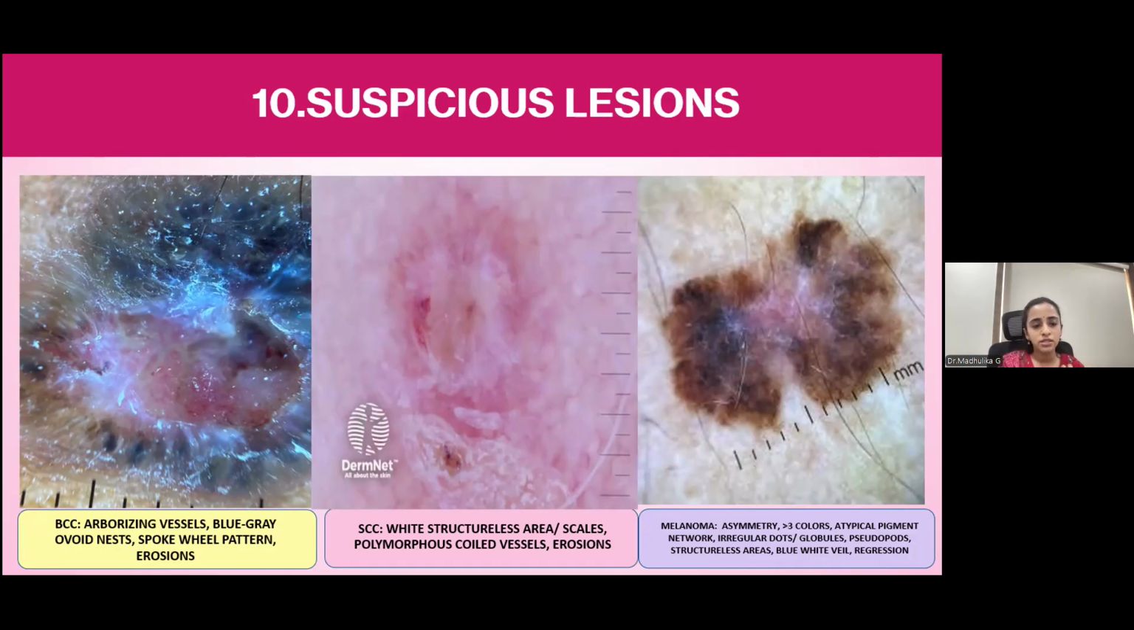In squamous cell carcinoma, again, the keratinocytes are mutated and malformed. Because of that, you see white structureless areas, scales, and different types of vasculature trying to support this tumor. And in melanoma, like I said: asymmetry, more than 3 colors, presence of an atypical pigment network, irregular dots and globules, pseudopods, extensions from the lesion, and then structureless areas, a blue-white veil when it is spreading to the deeper areas, and then sometimes regression also. Next slide.